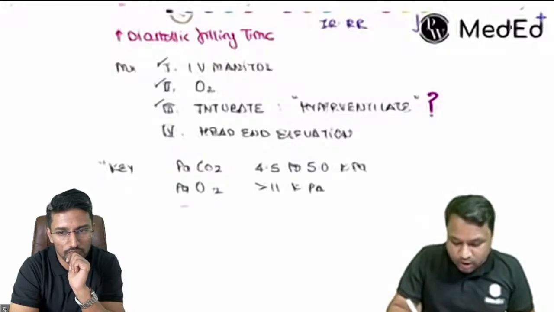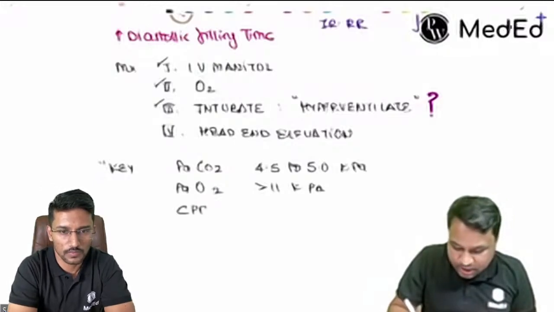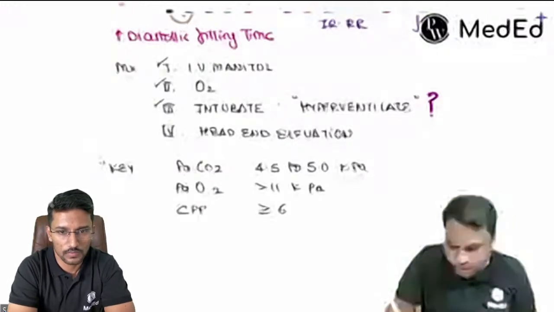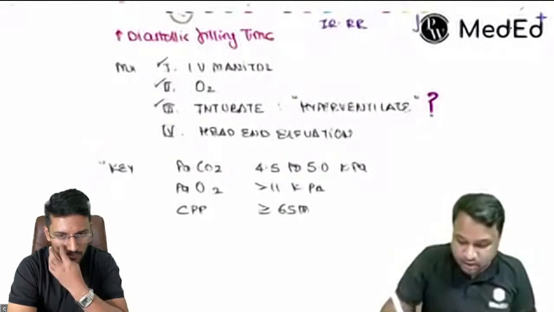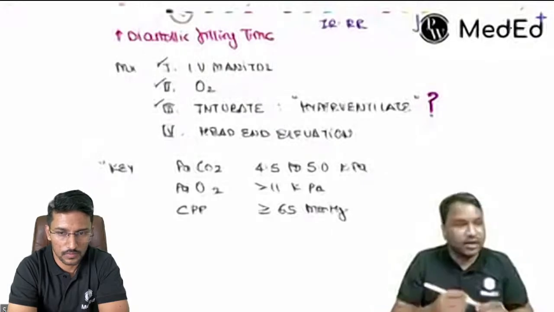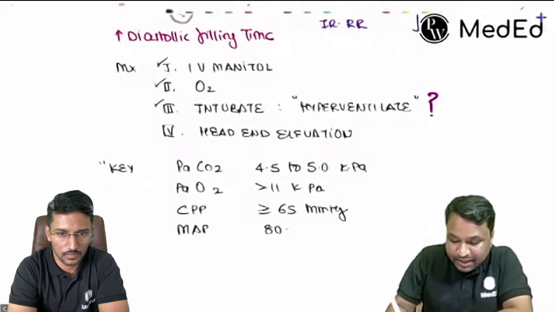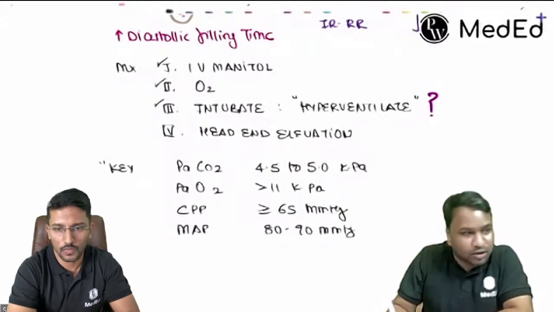Now, your cerebral perfusion pressure. CPP has to be maintained. As we told you, CPP should be more than or equal to 65. So CPP has to be maintained at more than or equal to 65 millimeters of mercury. This is another key parameter that you have. The mean arterial pressure should be maintained between 80 to 90 millimeters of mercury.